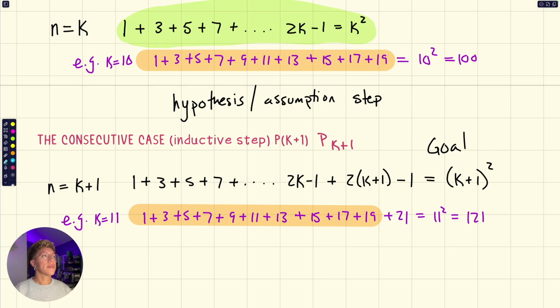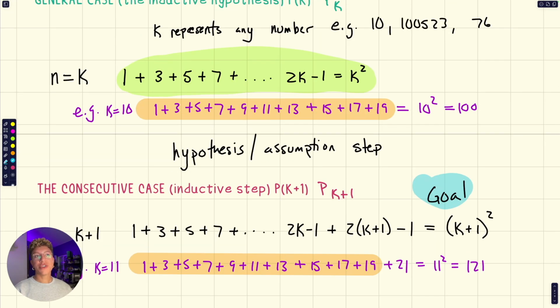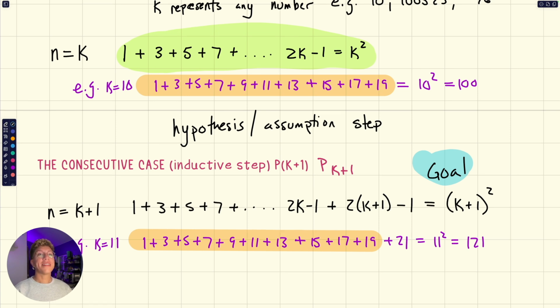Oh, there we go. So this is our goal. And when we say it's our goal, we're saying that we're trying to show that whenever the assumption case is true, the inductive step, the case after it, is also true. So this brings us to the most important part of proof by induction. We're trying to show that for every case, the consecutive case is also proven true. And again, we'll talk about why we need that to be true in a second, but that's what we're going to try to do.